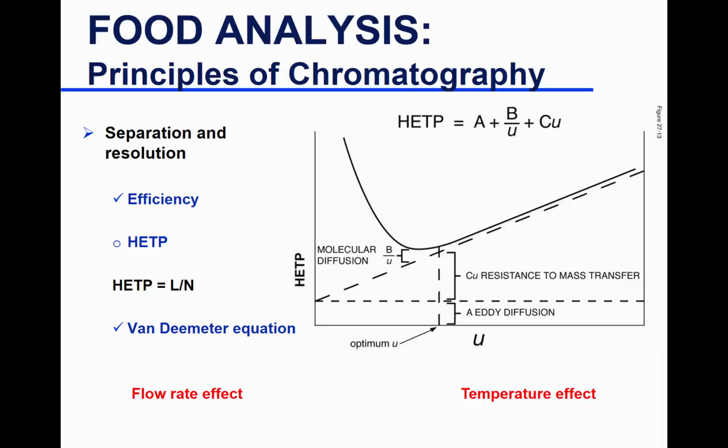So that's eddy diffusion. As the eddy diffusion increases, the height of a theoretical plate will increase, and the resolution will decrease. So the way to control that is to get a packing material that has small particle size. You select your silica or whatever material you have in your column to have a very small particle size to reduce the effect of A. Okay, good. Moving on to B.